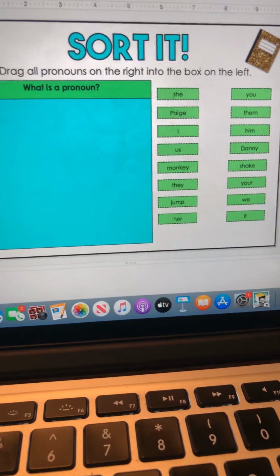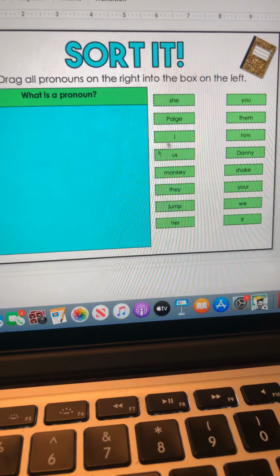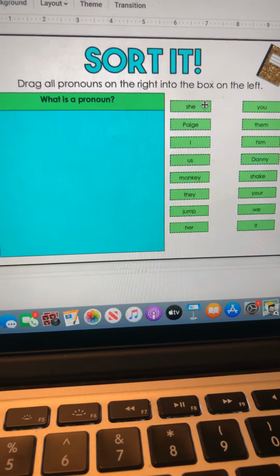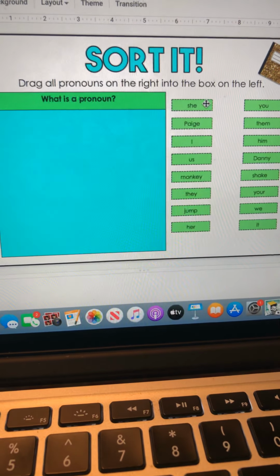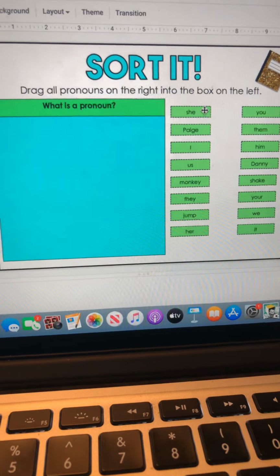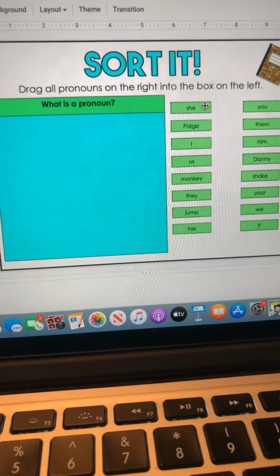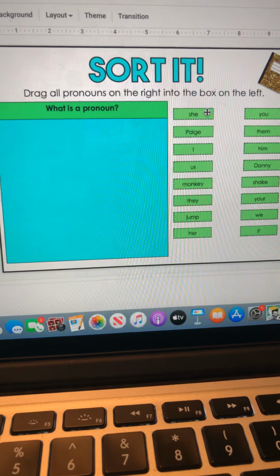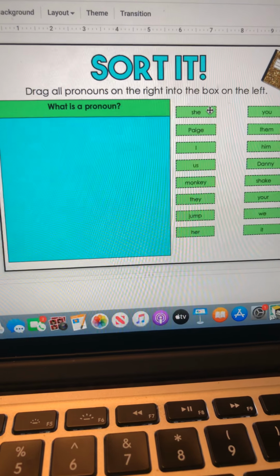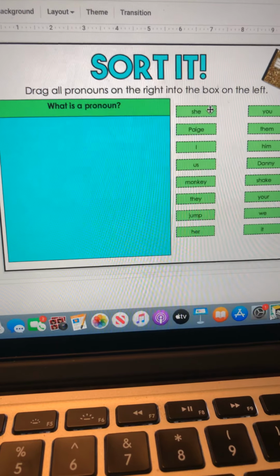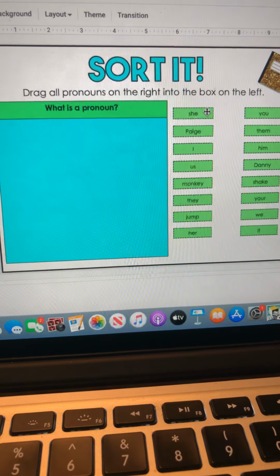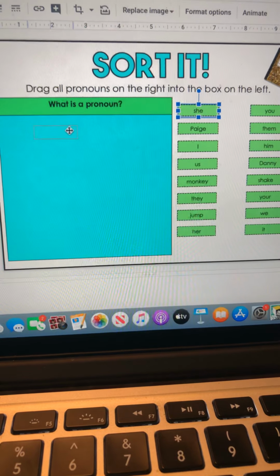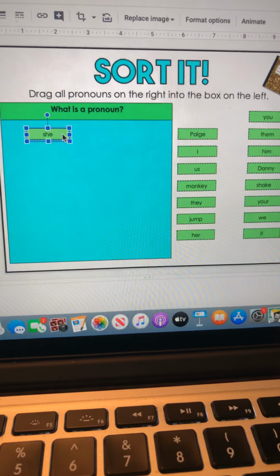All right, so I'm going to take she, and I'm going to think, is she a pronoun? Well, I know that if I was talking about Miss Whirl, I could say she instead of Miss Whirl, because Miss Whirl is a noun. She's a person, and I can use she to replace a noun. Now that I know this is a pronoun, I'm just going to click it and drag it over here, and that's all you have to do.